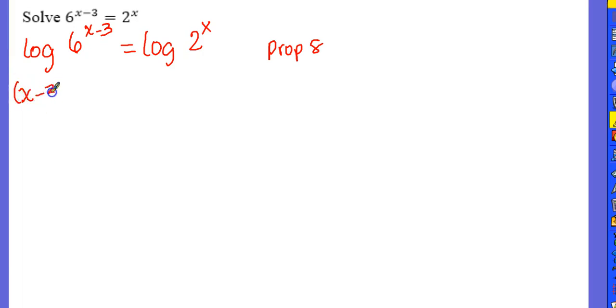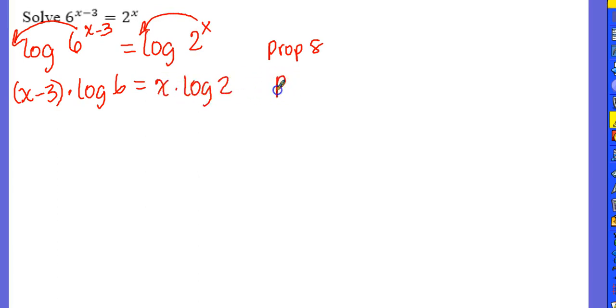So this is the quantity x minus 3. You need to keep it a quantity because it's a single exponent. It's just got an unknown part times the log of 6. So we're powering down and powering down. X times the log of 2. That's property 7. That says the log of a power equals the power times the log. And we did that on both sides of the equation there.